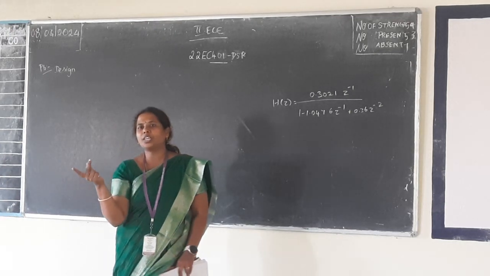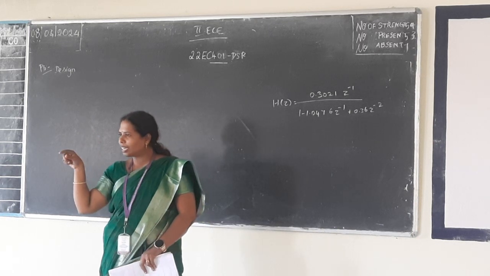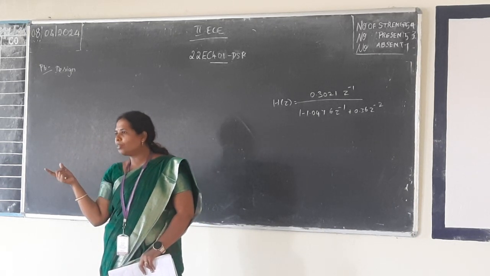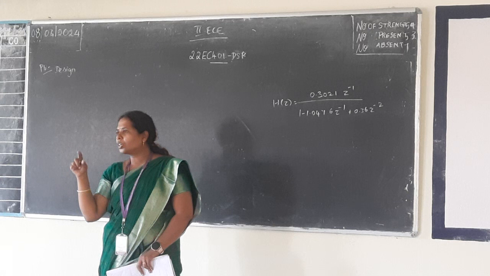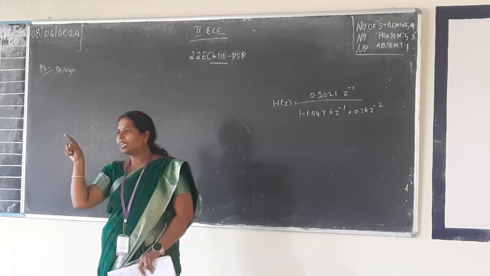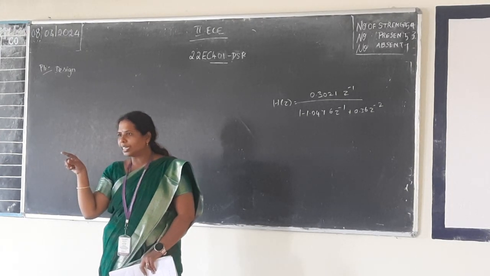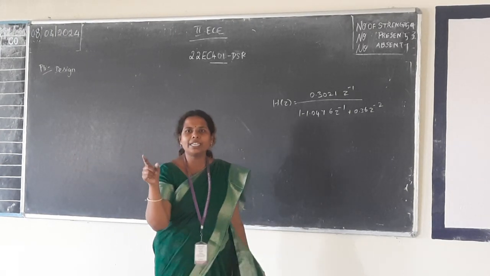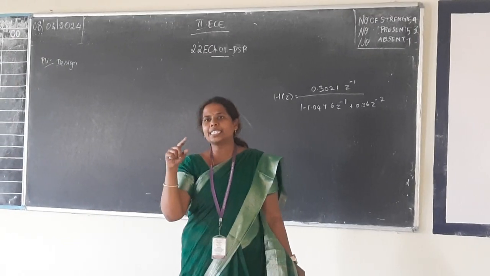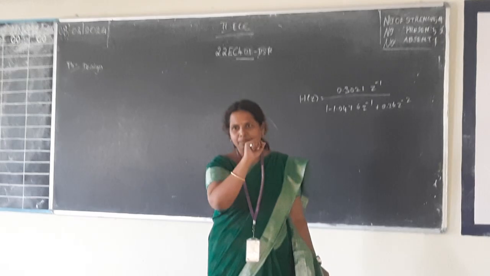If N, the order of the filter, is an even number, we find the numerator by substituting s equal to 0 in the denominator and dividing that by the root of 1 plus epsilon squared. If it is odd, we substitute only s equal to 0 and then proceed.